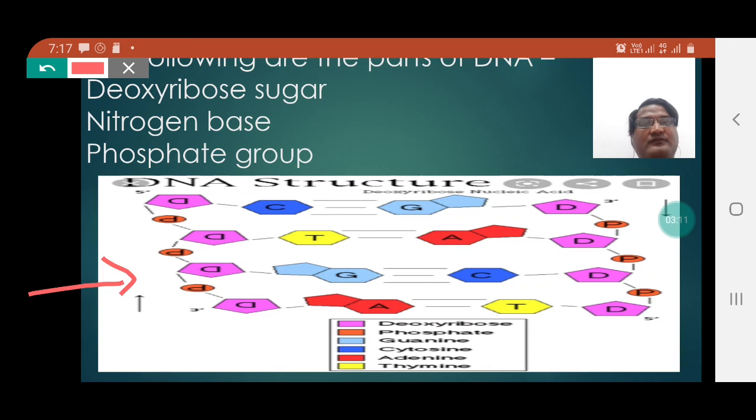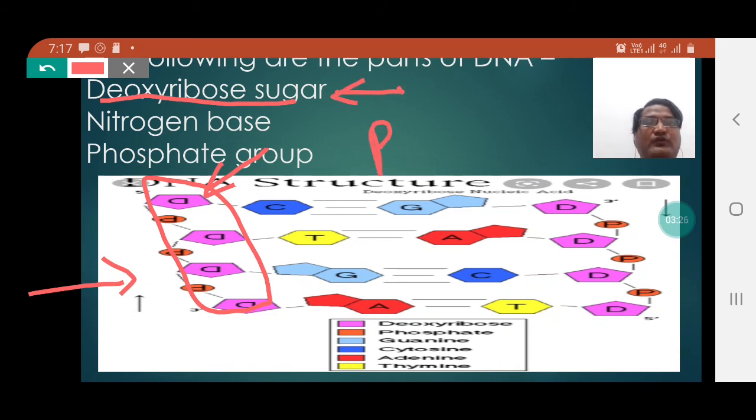Students, here the deoxyribose sugar is represented by the D. So, students, here D stands for deoxyribose sugar, which is a pentose sugar group.